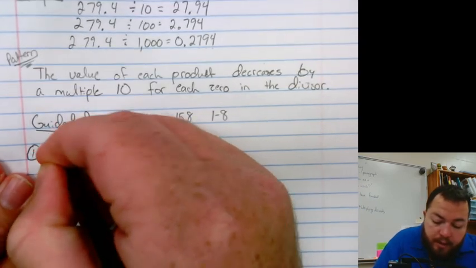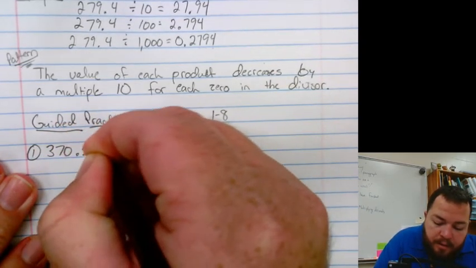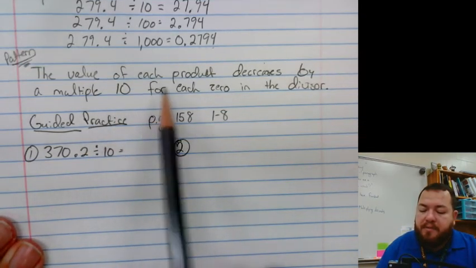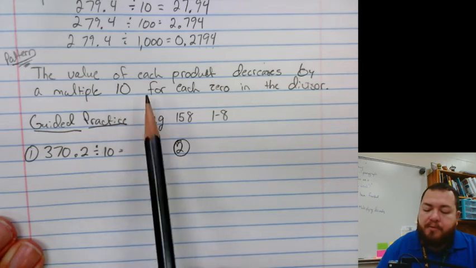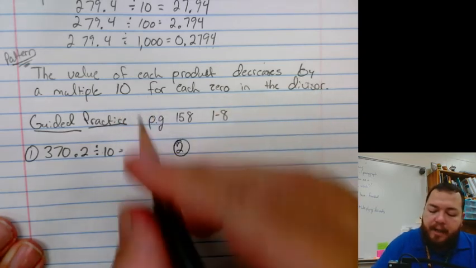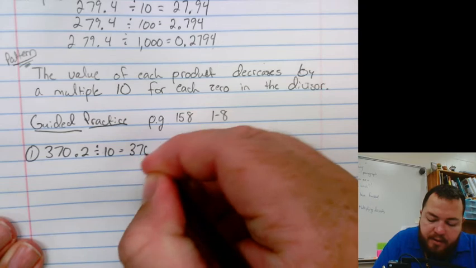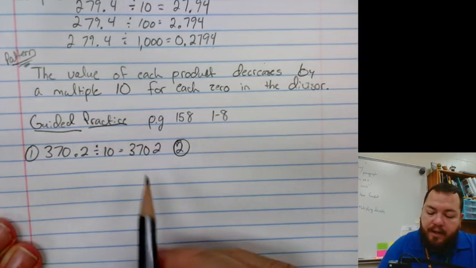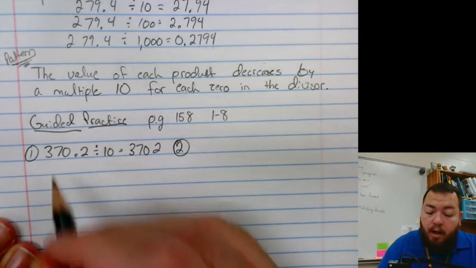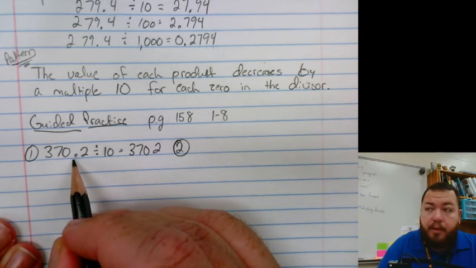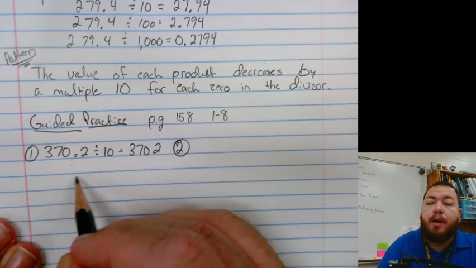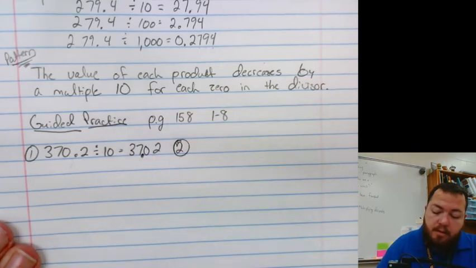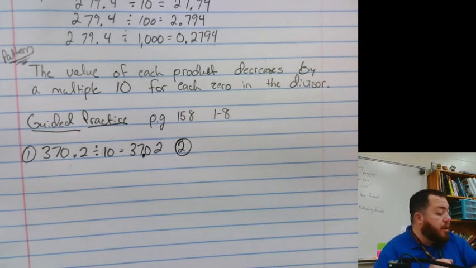So we're going to do 370 and 2/10 divided by 10. And we're going to use our pattern. The value of each product decreases by a multiple of 10 for each 0 in the divisor. So let's go ahead and write out 3702. And then all we have to do is find out where we put our decimal point. So if I have 1 0 because I have a 10, all I need to do is slide my decimal point 1 place to the what? Left or right? Left. Okay? It's really simple.